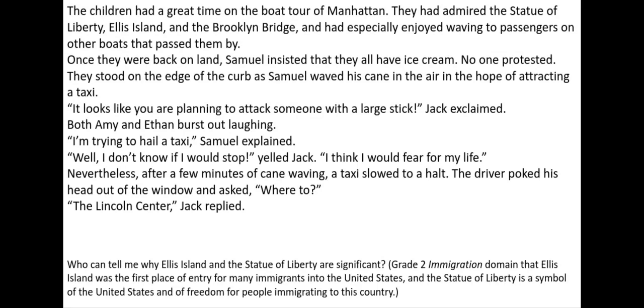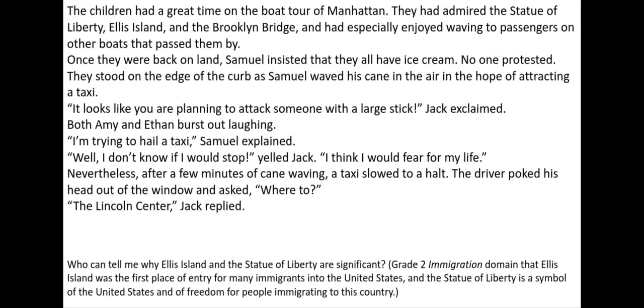"It looks like you're planning to attack someone with this large stick," Jack exclaimed. Both Amy and Ethan burst out laughing. "I'm trying to hail a taxi," Samuel explained. "Well, I don't know if I would stop," yelled Jack. "I think I would fear for my life." Nevertheless, after a few minutes of cane waving, a taxi slowed to a halt. The driver poked his head out of the window and asked, "Where to?" "The Lincoln Center," Jack replied.